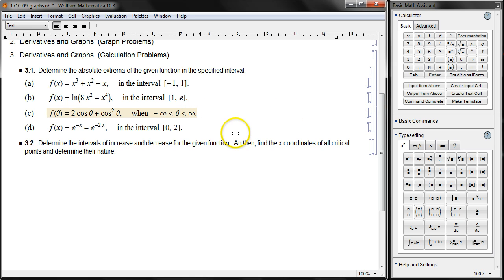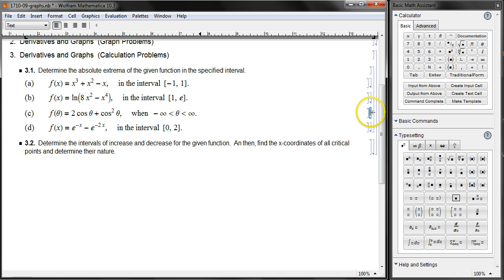Now this is going to be a little bit harder because this is periodic. We do not have endpoints, it goes all the way. Is that going to cause trouble? No, not really. It's periodic, so all you have to do is find all the critical numbers inside one period, from 0 to 2 pi or negative pi to pi, whatever you want to do.